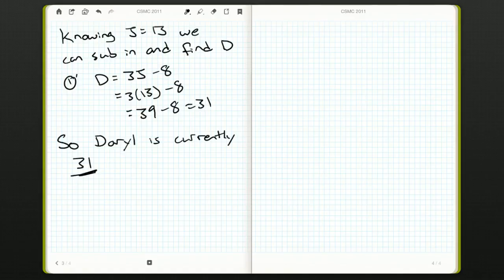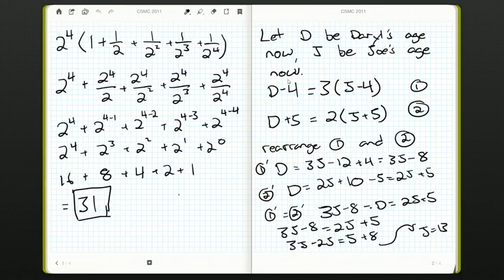So Daryl is currently 31. Okay, and if we wanted to, we could go back and check the information. D minus 4, that's going to be 27. Is that the same as 3 times 13 minus 4? 27 is 3 times 9. So yeah, that one works. In 5 years, how old will Daryl be? He'll be 36. That's 2 times how old Joe will be. So 13 plus 5, that's 18. 18 times 2, that's also 36.